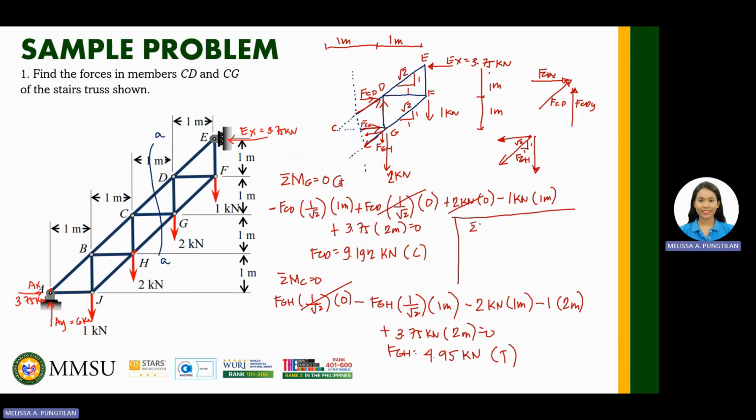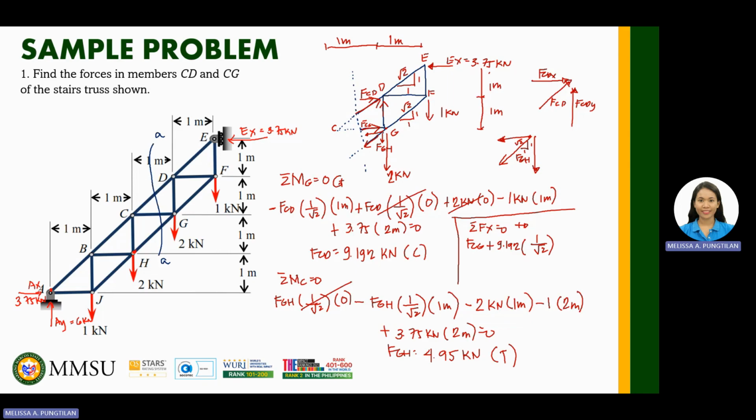So, by taking the summation of forces along X is equal to 0, to the right as positive. Okay, I can now use summation of forces X because we have already computed the first two. So, we have FCG. Next, the X component of CD. So, plus, what is our FCD? FCD, 9.192. X component, 1 all over square root of 2.